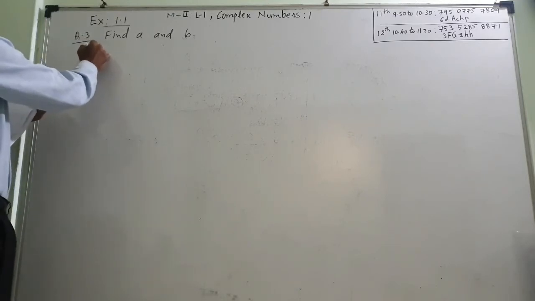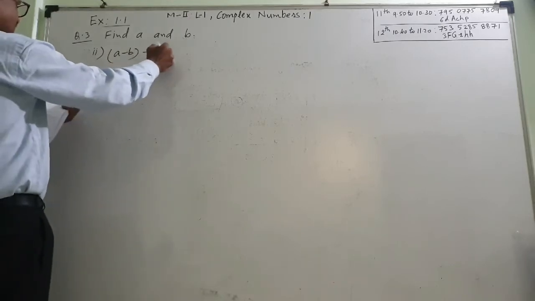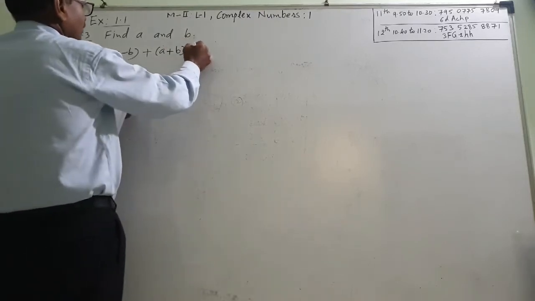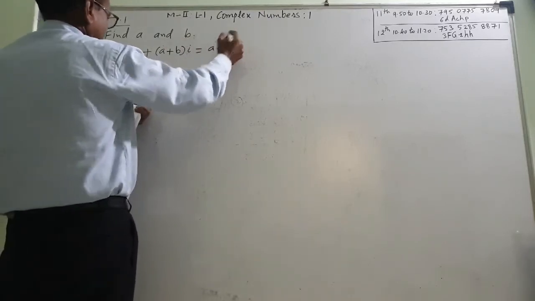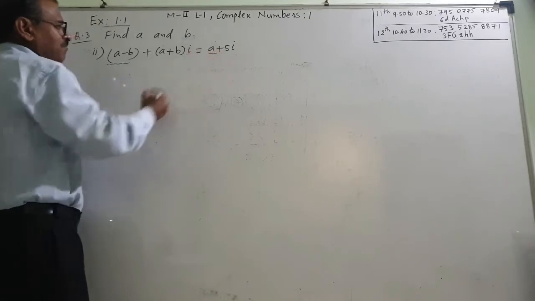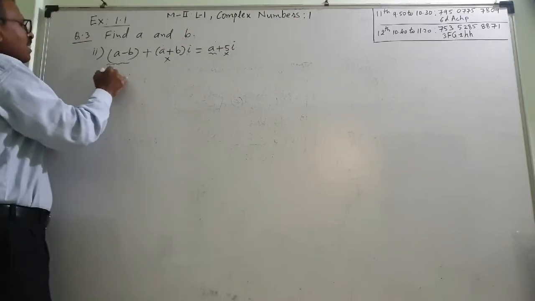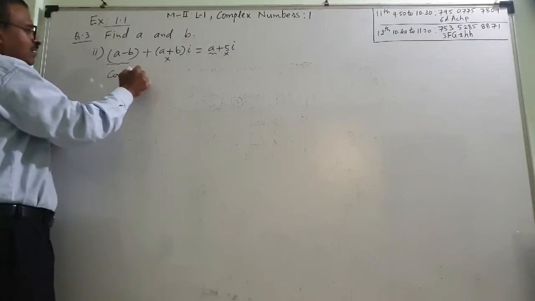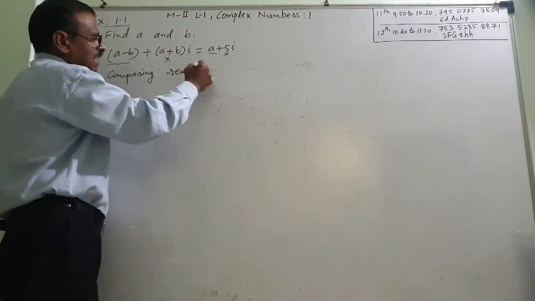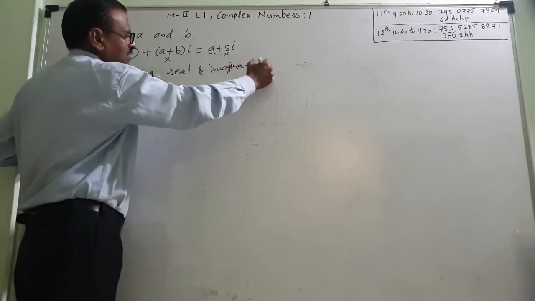The second one: a minus b plus (a plus b)i is equal to a plus 5i. In this also, this is the real part, and this and this should be the same. This is also the imaginary part. Comparing real and imaginary parts.